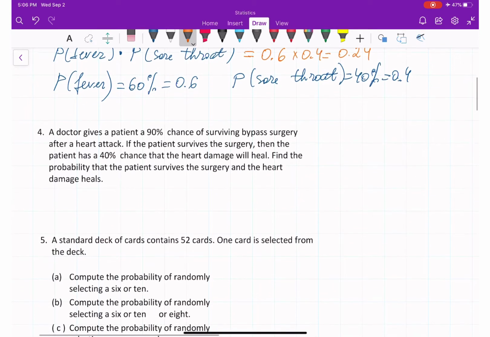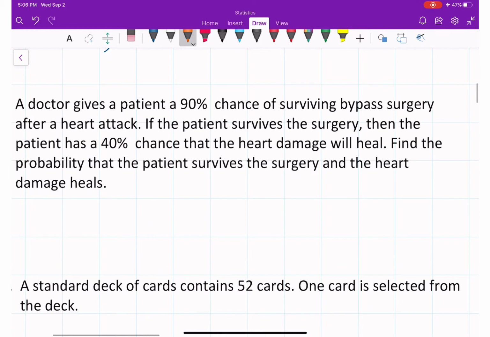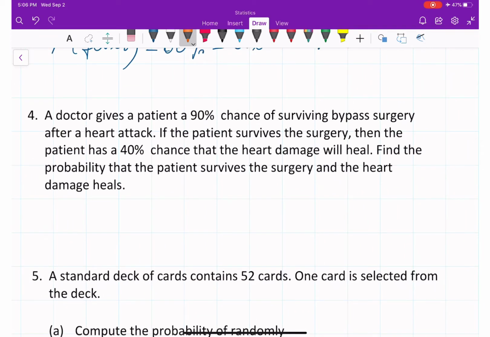Next one, a doctor gives a patient a 90% chance of surviving bypass surgery after a heart attack. If the patient survives the surgery, then the patient has a 40% chance that the heart damage will heal. Find the probability that the patient survives the surgery and the heart damage heals. So we have "and," so as we know what we have to do, multiply, so the probability of survive.